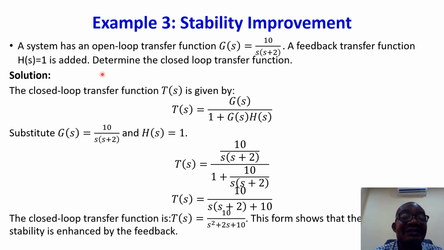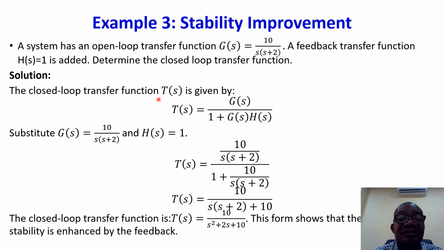A system has an open loop transfer function G of S is equal to 10 divided by S into S plus 2. A feedback transfer function H of S is equal to 1 is added. Determine the closed loop transfer function. Let's look at the solution.